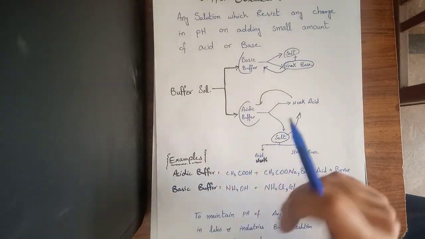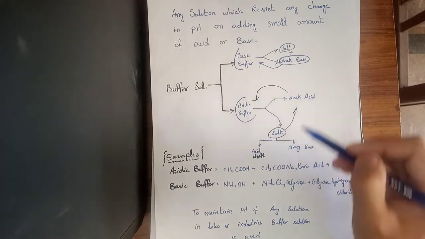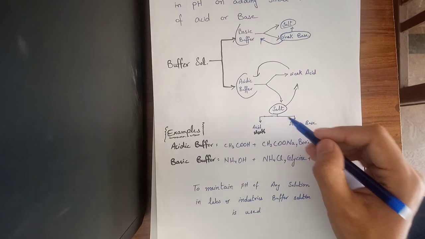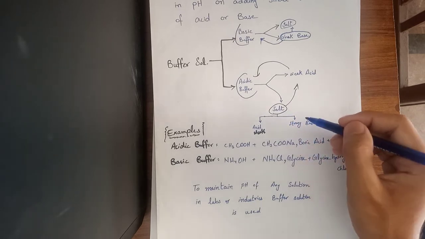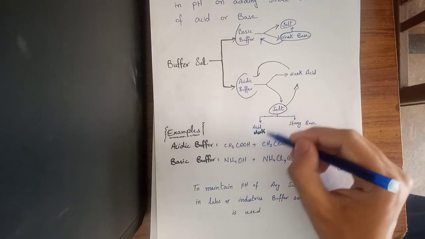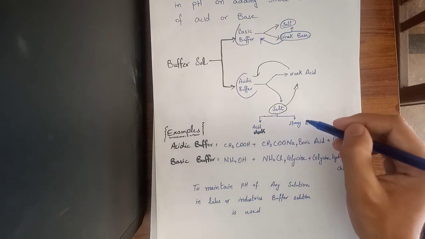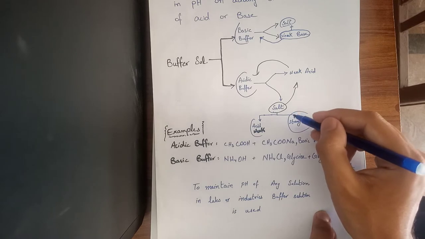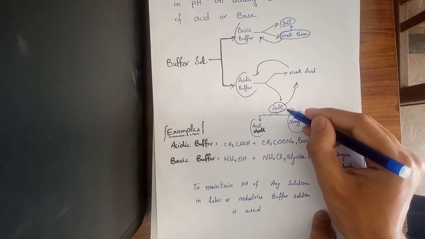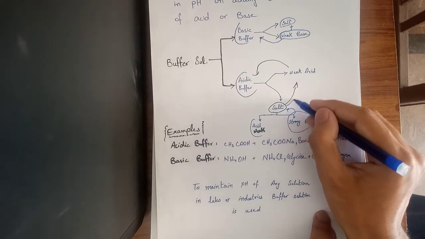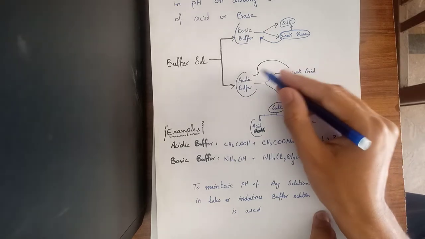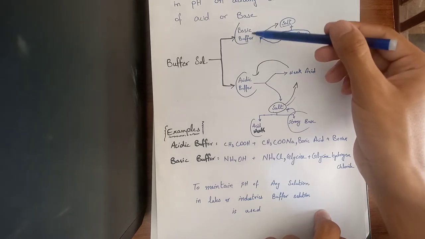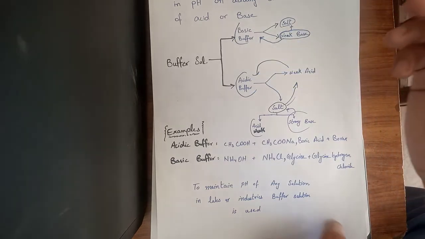On the other hand, for an acidic buffer, how is the salt made? From a strong base and a weak acid. By the combination of a strong base and a weak acid, this makes a salt, and this salt combines with the weak acid and makes an acidic buffer. So this is the process of basic buffer solution and acidic buffer solution.